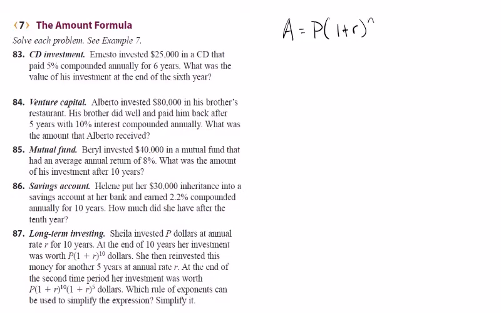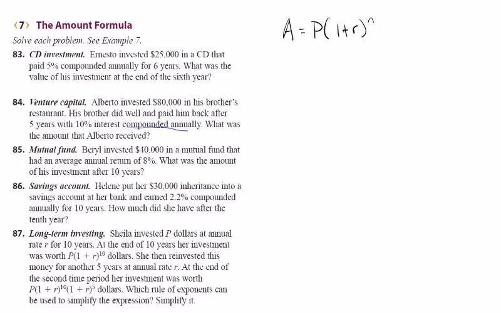So let's check out number 84. Alberto invested $80,000 in his brother's restaurant. His brother did well and paid him back after 5 years with 10% interest compounded annually. And by the way, this formula is built for compounded annually. If we were compounding more frequently, which is another topic, then we'd have to switch up the formula just a little bit. There'd actually be a denominator under R.